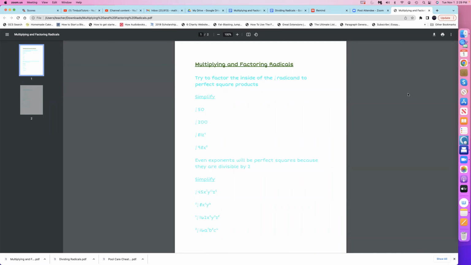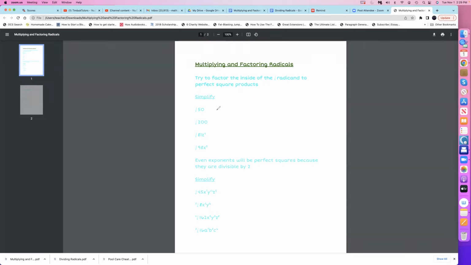Okay, multiplying and factoring radicals. What I try to do is factor the inside under the square root part to something that is a perfect square. It makes it easier, although you will still get the same answer if you did it another way. I try to use my proper tool. Try to use my multiplication factors.